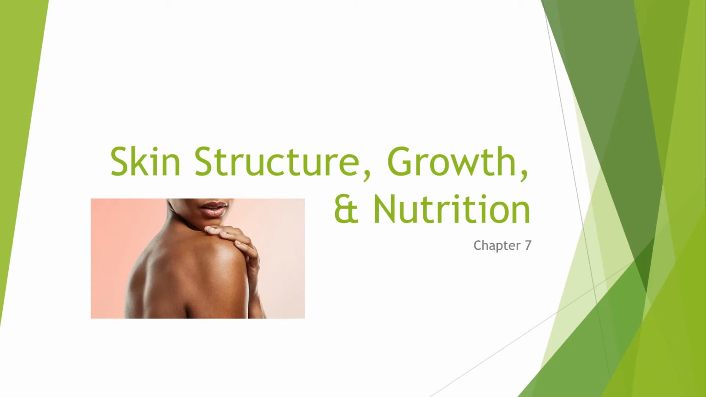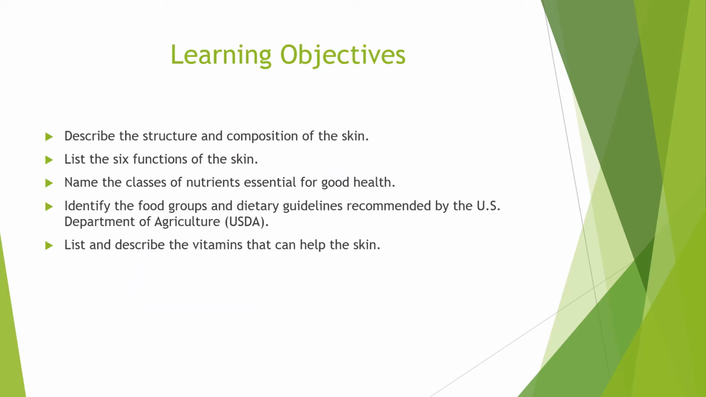We are going to kick off this semester with chapter 7, skin structure, growth, and nutrition. After learning chapter 7, you will be able to describe the structure and composition of the skin, list the 6 functions of the skin, name the classes of nutrients essential for good health, also identify the food groups and dietary guidelines recommended by the USDA, as well as list and describe the vitamins that can help the skin.